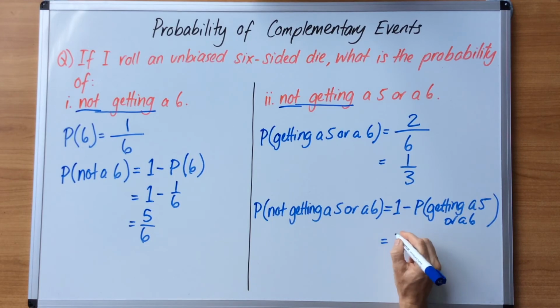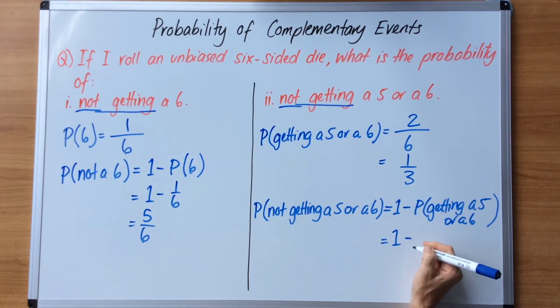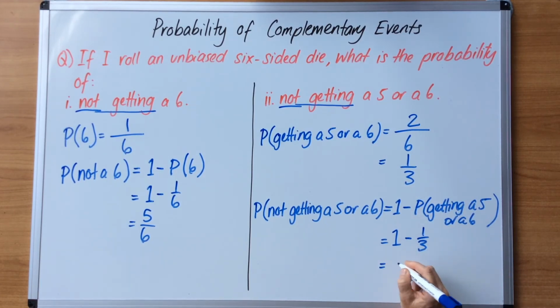Drop the equal sign down and go 1 minus what we already figured out, which is the getting part, which is 1/3. Drop the line down here, and 1 minus 1/3 leaves us with 2/3. So 2/3 is not getting a 5 or a 6. So if we add 1/3 and 2/3, we get 3/3, and simplifies to 1, which means we have achieved the right answer.